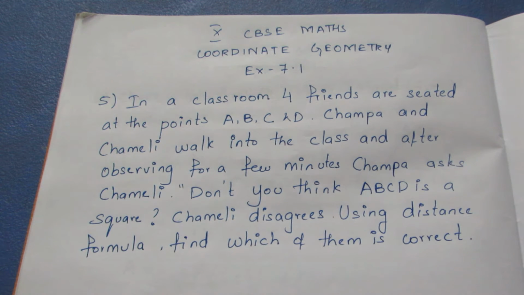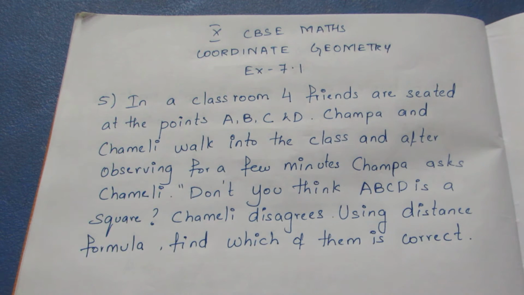Let's see the question. In a classroom, 4 friends are seated at the points ABCD. Champa and Chamili walk into the class and after observing for a few minutes, Champa asks Chamili, "Don't you think ABCD is a square?" Chamili disagrees. Using the distance formula, find which of them is correct.